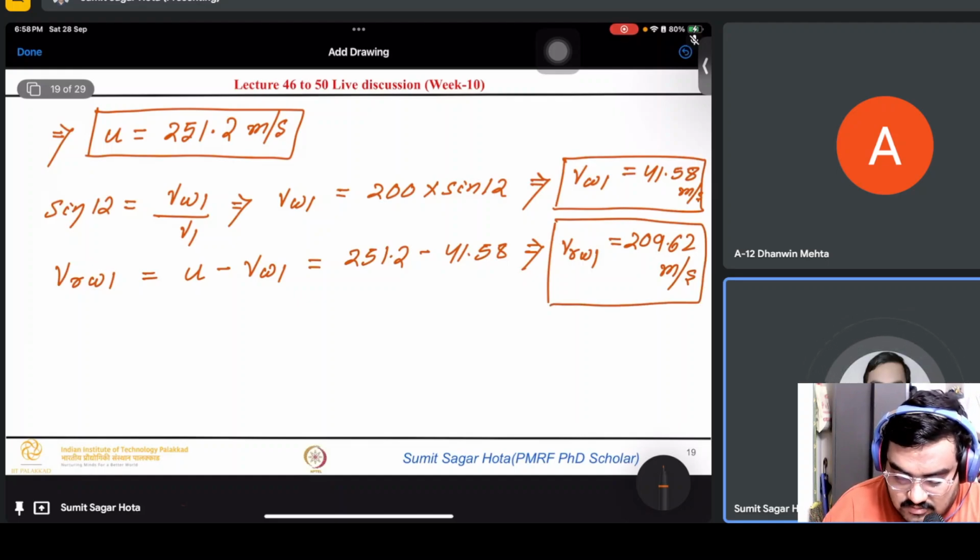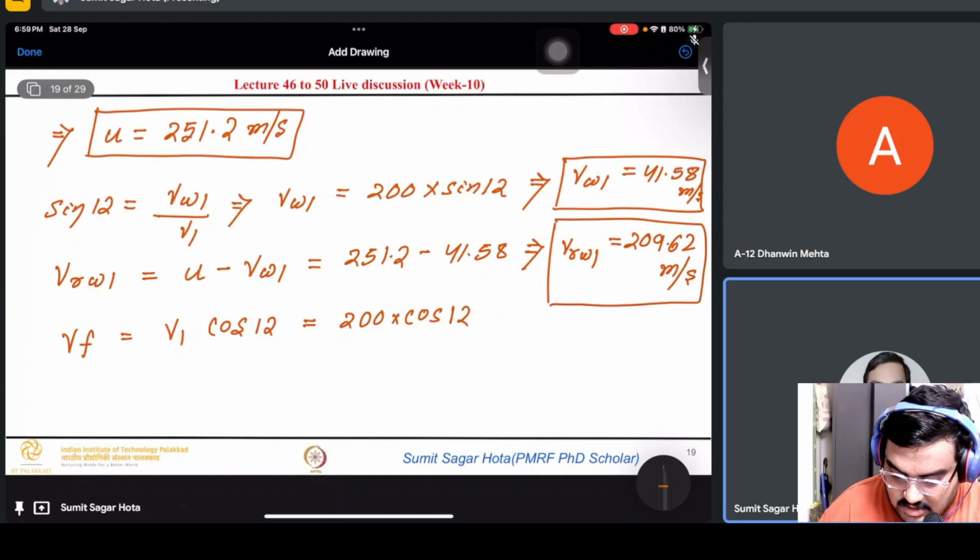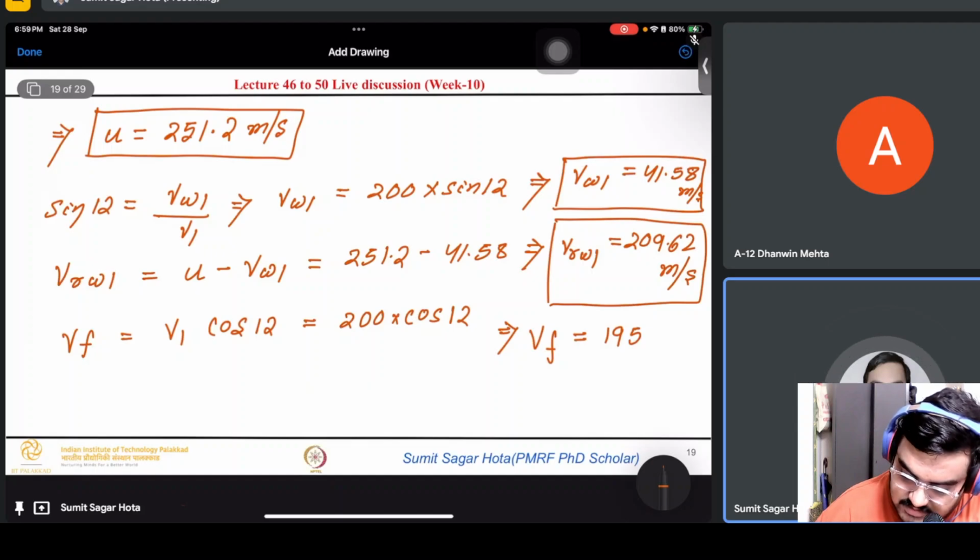So we have VRW1. Next we will calculate VF equal to V1 into cos 12. So VF equal to 195.63 meter per second.